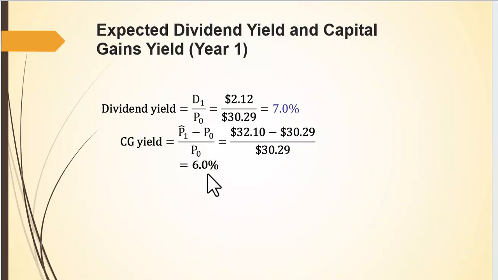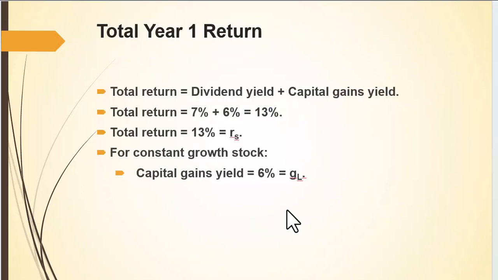That's 6%. So the total growth of this stock, we would expect to be the dividend yield plus the capital gains yield, or it should be 13%. And again, just putting this all together in one stock. For a constant growth stock, the capital gains yield, 6%, is what we expect to be g. So the value of a stock is the dividend yield plus growth rate. Dividends, what you get paid every year. Capital gains is what we get for price appreciation.